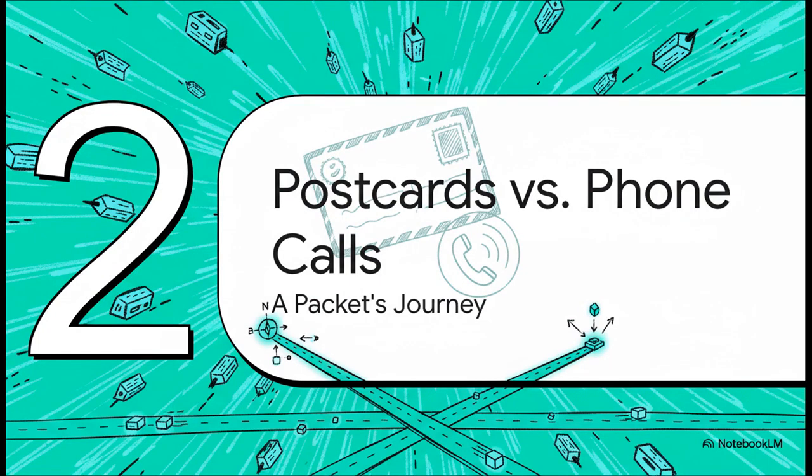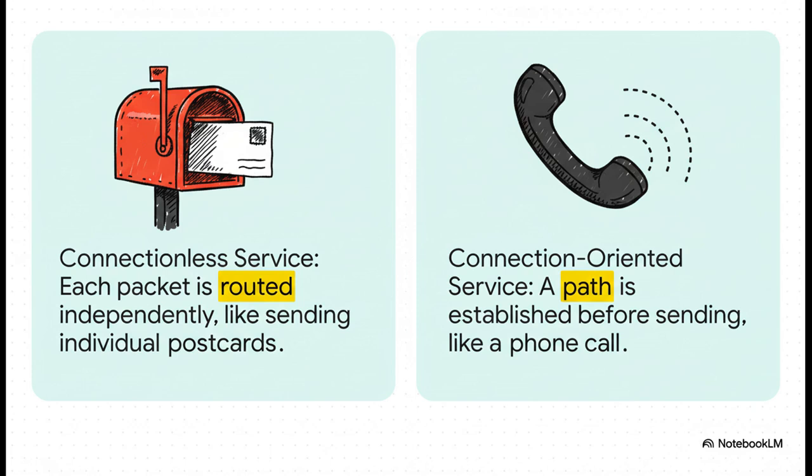Okay, so to figure out that path, the internet uses two different philosophies. And honestly, the best way to understand them is with an analogy you already know: sending postcards versus making a phone call. So on one side, you have the postcard method. The technical term is a connectionless service. It treats every single packet as its own individual thing. Then you have the phone call method, or a connection-oriented service, which is all about setting up a dedicated path first. The choice between these two really defines how the network is going to behave.